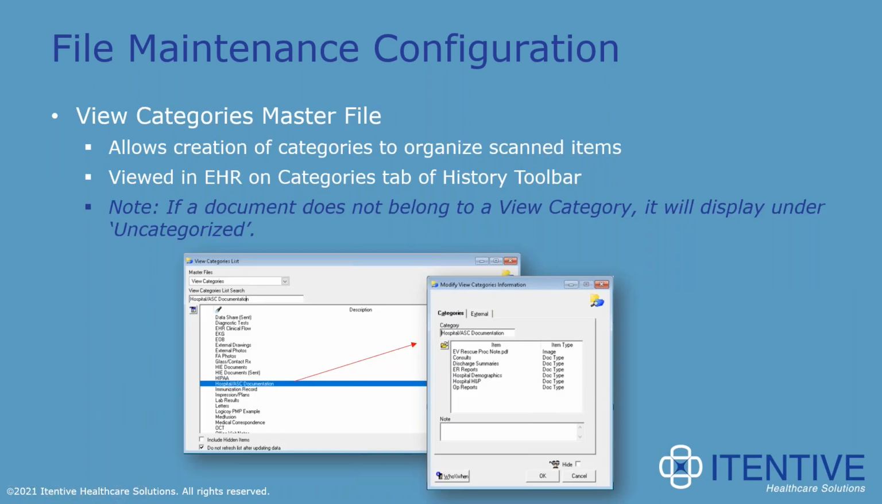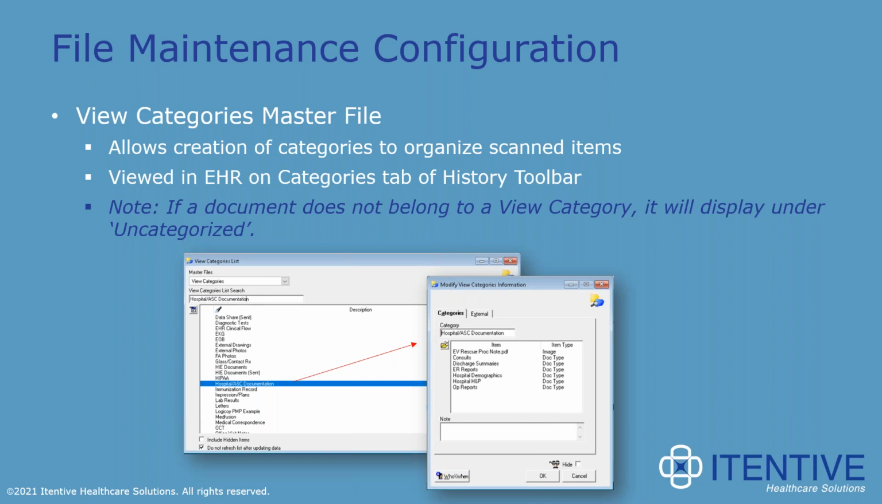So after all of our document fields have been organized into those document types, our final step is going to be to assign the document types to our view categories. Our view categories are going to allow for grouping of our various document types. One place that you probably are familiar with seeing these view categories is in the EHR application, the categories tab of the history toolbar.